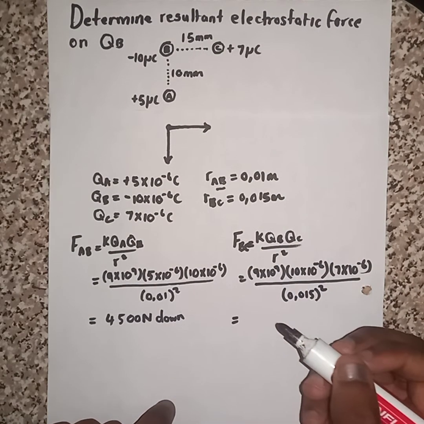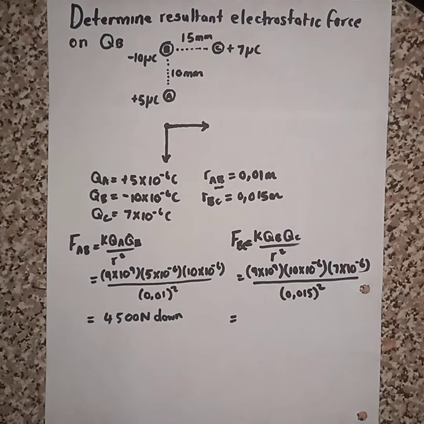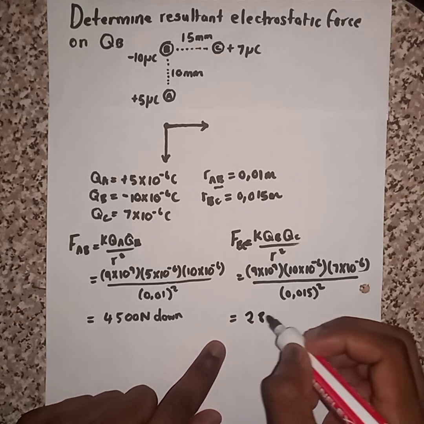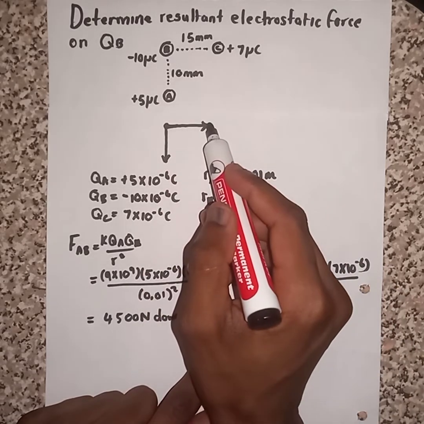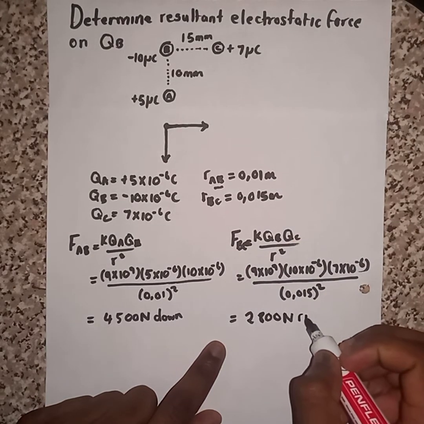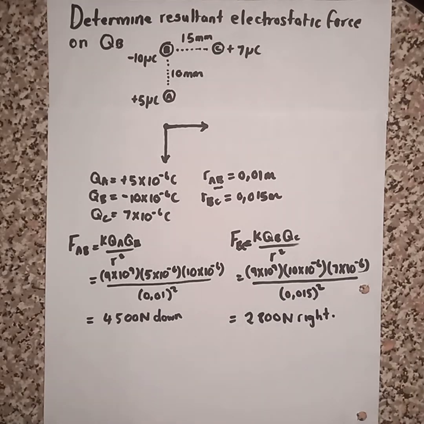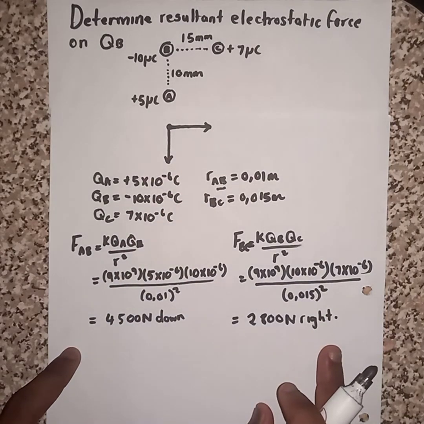Then at this point, we'll use our calculator. When we use our calculator for this one, we are going to get 2800 N. In which direction? You can clearly see from our diagram that it will move towards the right. Now we have managed to determine the electrostatic force of these two lines.